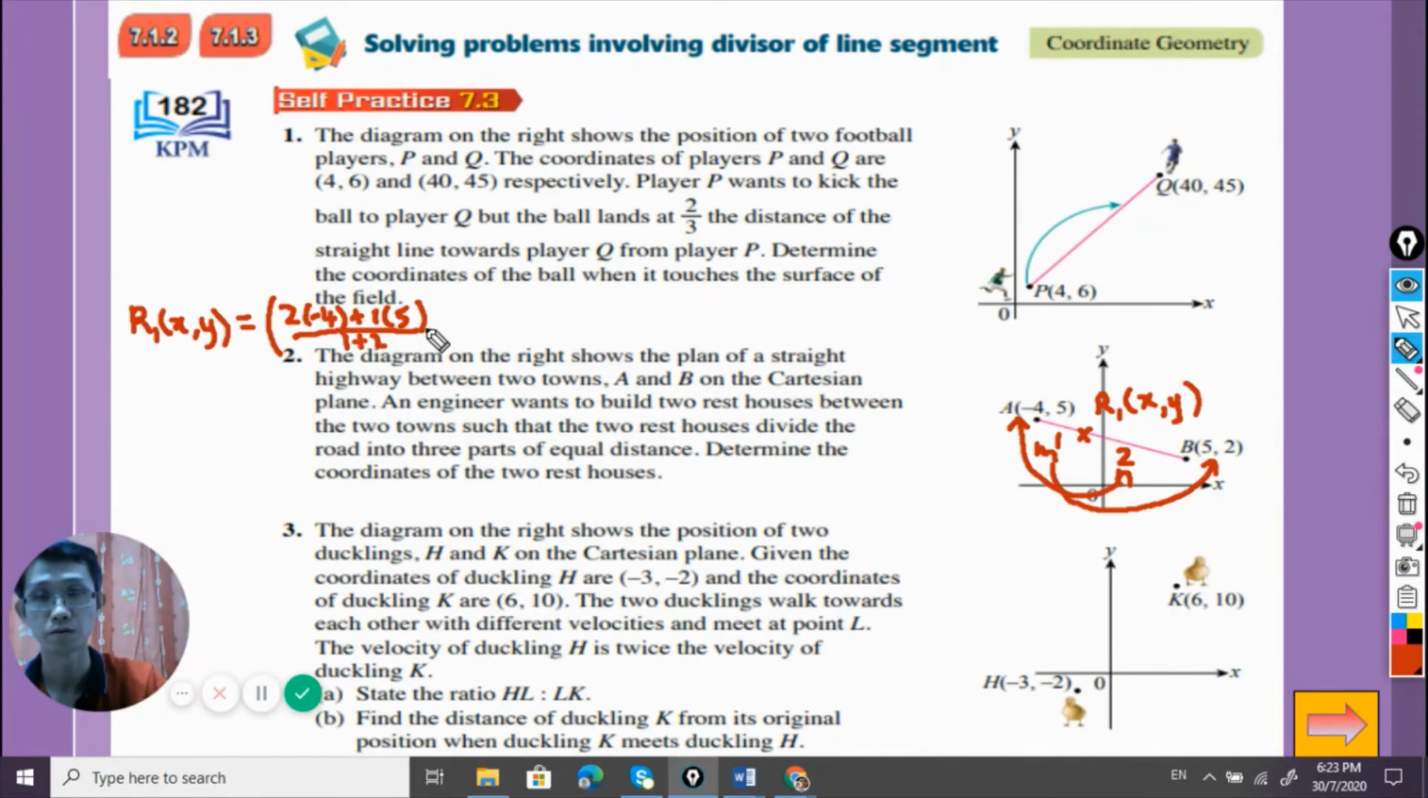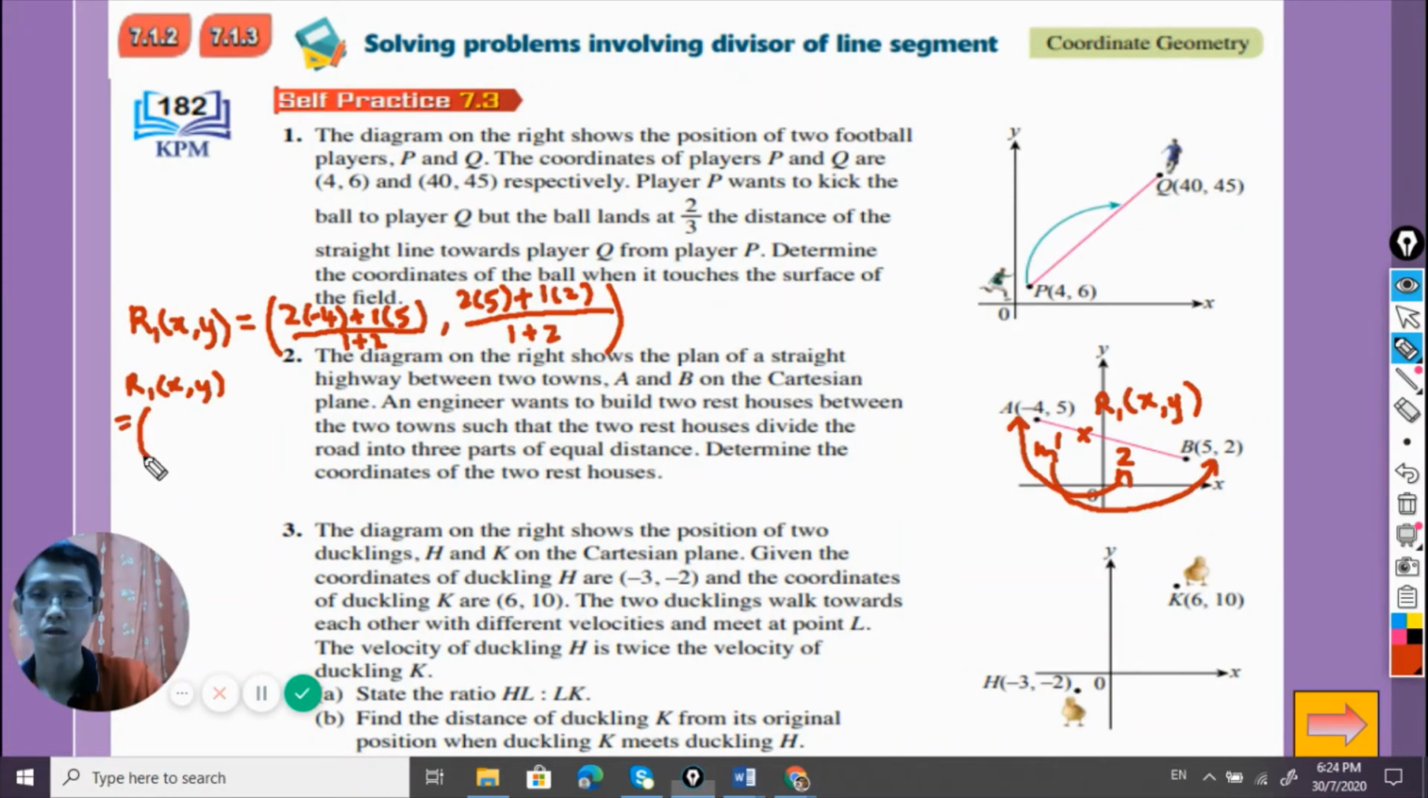the total ratio 1 plus 2. Then followed by coordinate y, do the same thing: the ratio n, which is 2, multiplied with the coordinate y, which is 5, plus the value of ratio m, 1, multiplied with the opposite coordinate y, which is 2, then over 1 plus 2.